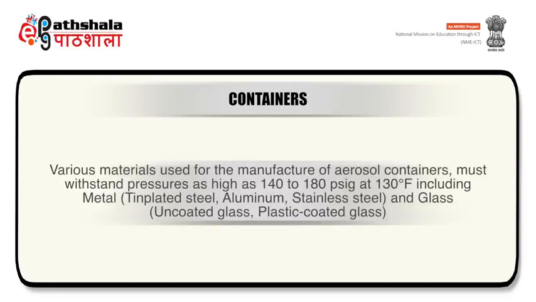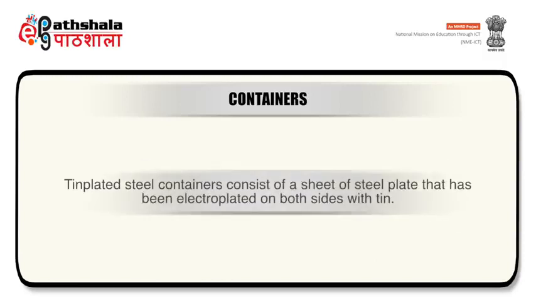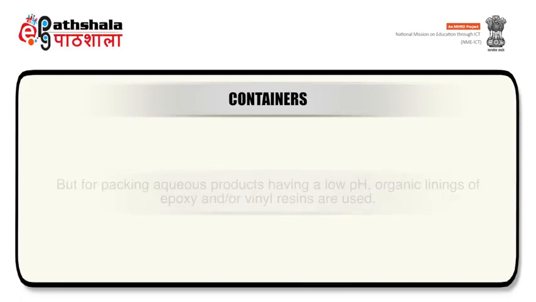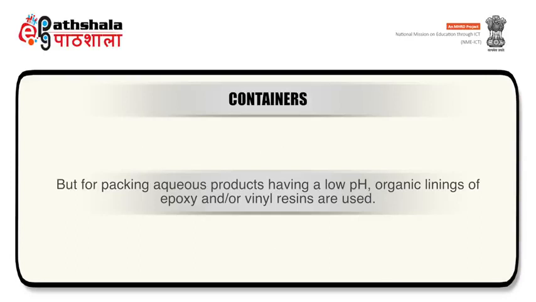Various materials used for the manufacture of aerosol containers must withstand pressures as high as 140 to 180 psig at 130 degree Fahrenheit, including metal and glass. Tin-plated steel containers consist of a sheet of steel plate that has been electroplated on both sides with tin. Most non-aqueous products, including many alcohol-based pharmaceuticals, can be placed into an unlined tin-plated metal container. But for packing aqueous products having a low pH, organic linings of epoxy and vinyl resins are used.